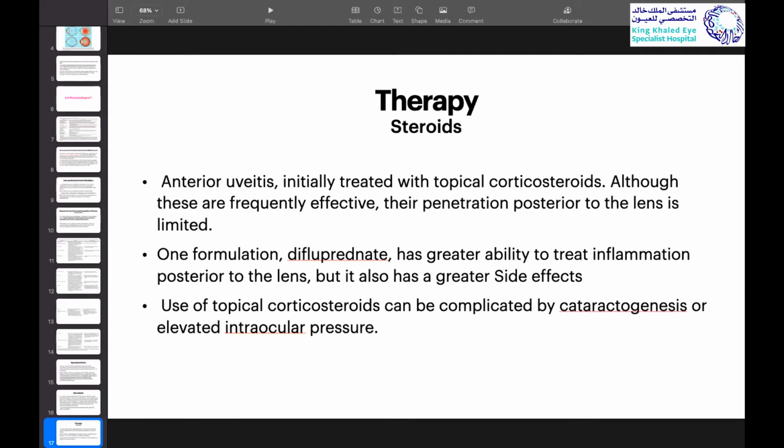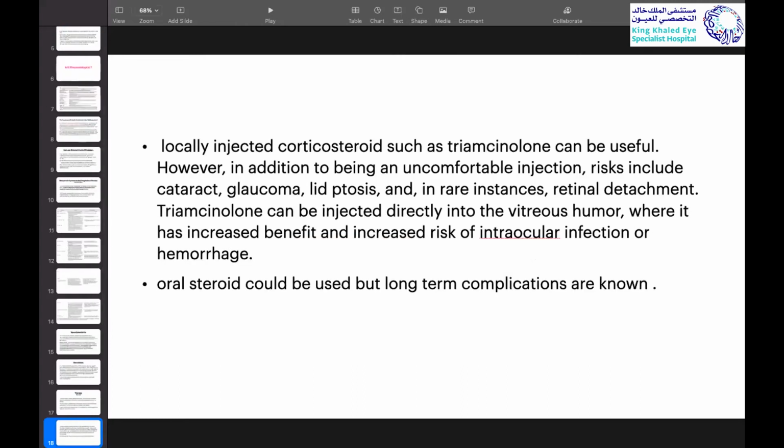So the complications of topical corticosteroids are usually cataractogenesis and elevated intraocular pressure. Local injection of steroids, like triamcinolone, can be useful. However, it is inconvenient and the side effects are even higher: cataract, glaucoma, ptosis, and in rare cases, retinal detachment. It is injected directly into the vitreous humor where it has the highest benefit, with increased risk of intraocular infection or a hemorrhage as well.